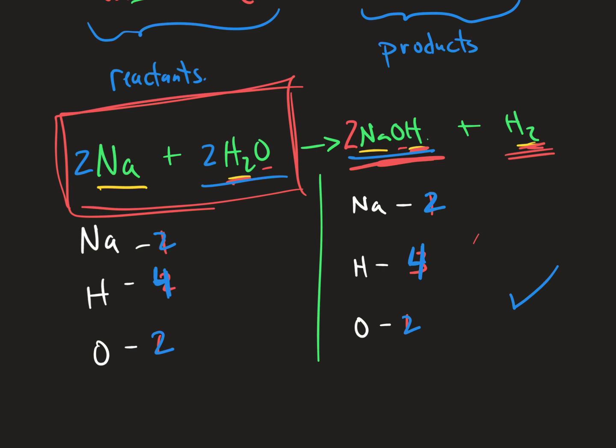Should we try another one? Let's see. Okay, we have C3H8, which is propane, plus oxygen gas, gives us CO2 plus H2O. So if we burn propane, we're having a barbecue, we burn propane, we're going to get carbon dioxide and water. That's the byproduct, right? Good? Where are we going to start?